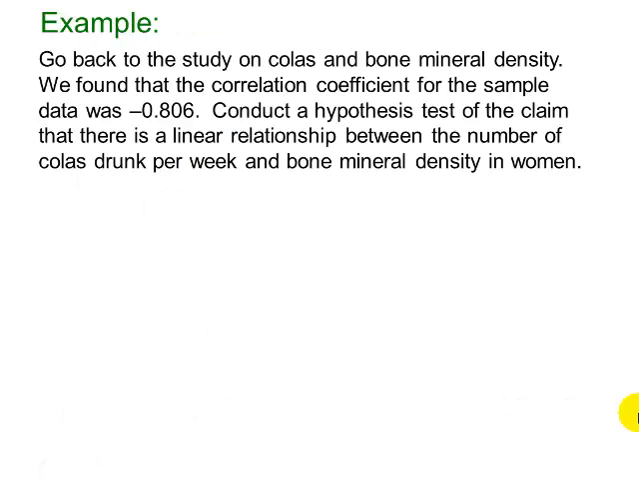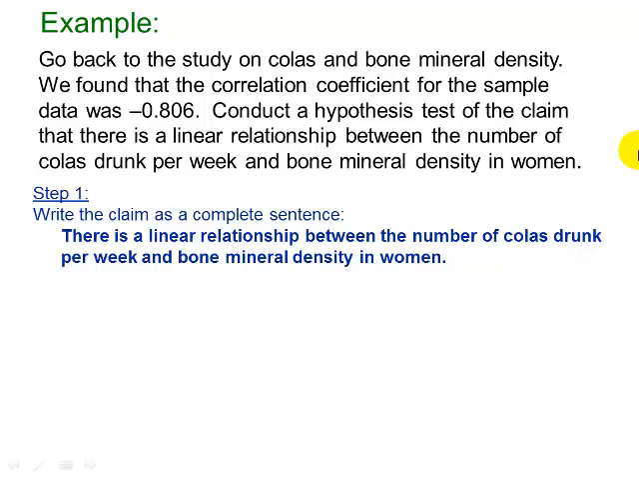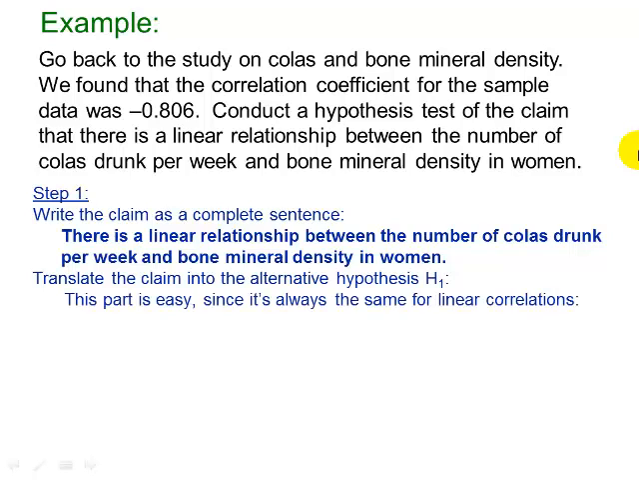Let's do an example. If we go back to our study on colas and bone mineral density, we found that the correlation coefficient R for the sample data was negative 0.806. We're going to use that to conduct a hypothesis test of the claim that there's a linear relationship between the number of colas drunk per week and the bone mineral density in women. So step 1 is to write our claim. This would be that there is a linear relationship between the number of colas drunk per week and bone mineral density in women. We're going to translate this into our alternative hypothesis.